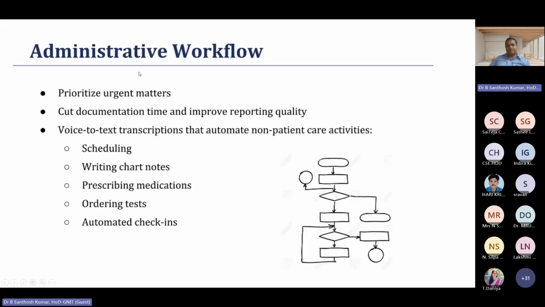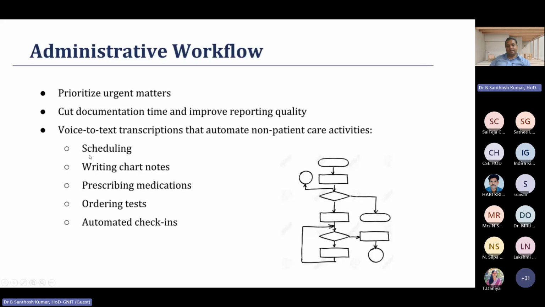Then voice to text translation, and automating non-patient care. For example, suppose medical students are in a surgery and want to take notes, but they cannot take complete running notes. If you have a device that automatically converts voice to text, you can use it so that you do not miss a single word.